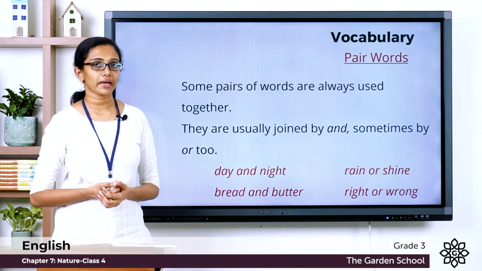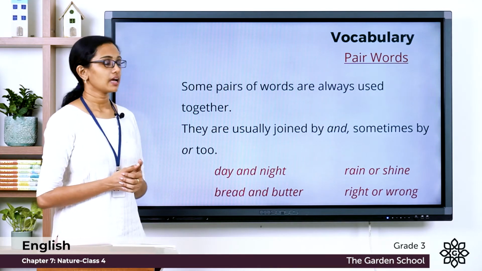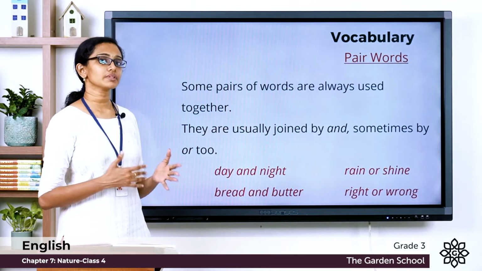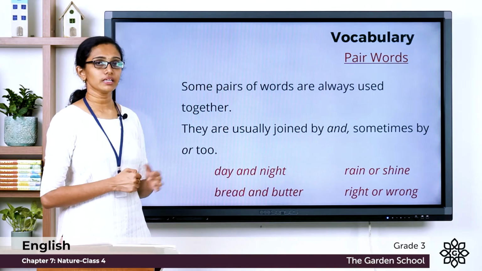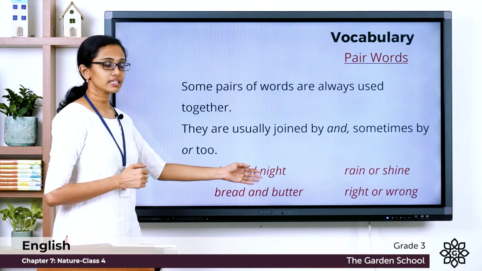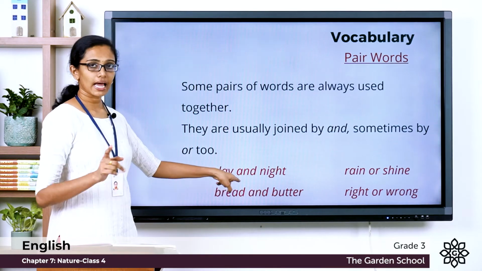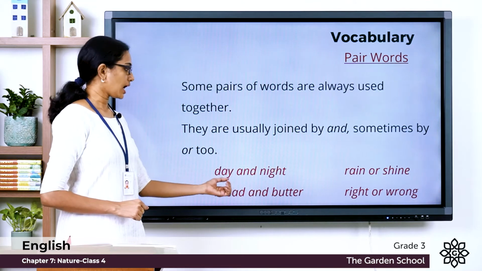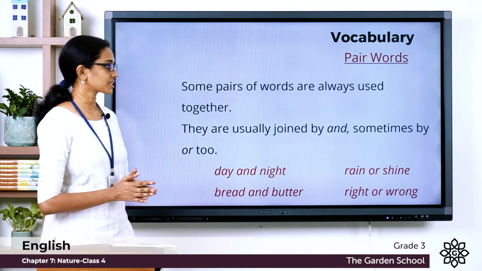Now let's move on to the next section, and here there is a note about pair words. And what do you mean by pair words? See, some pairs of words are always used together, and these words are usually joined by the word and, and sometimes we also use or to join these words. So such words are called pair words, and you can see a few examples here. See the words day and night. These day and night are used as pair words and they are joined by the word and. Bread and butter. The words bread and butter are joined with the word and; bread and butter are pair words.